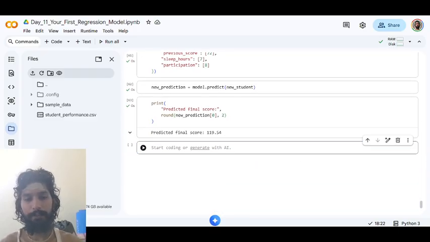This is an example of inference. Training happened when we called model.fit. Inference happens when we use the trained model to predict an unseen case. The result is an estimate, not a guarantee. The student's actual result could differ because human performance depends on many factors that are not fully captured by the model.